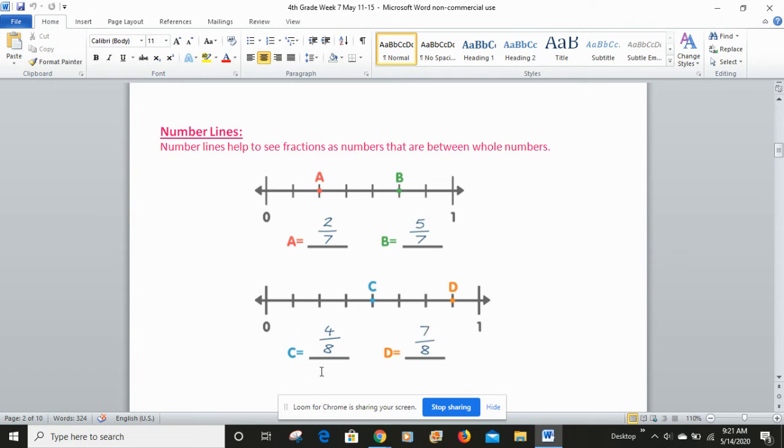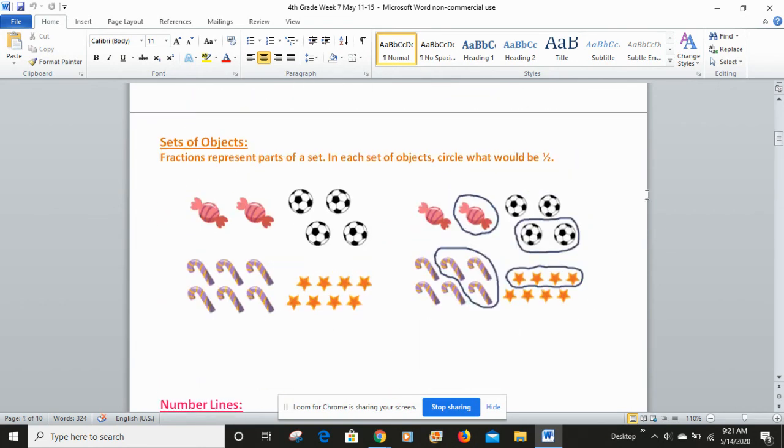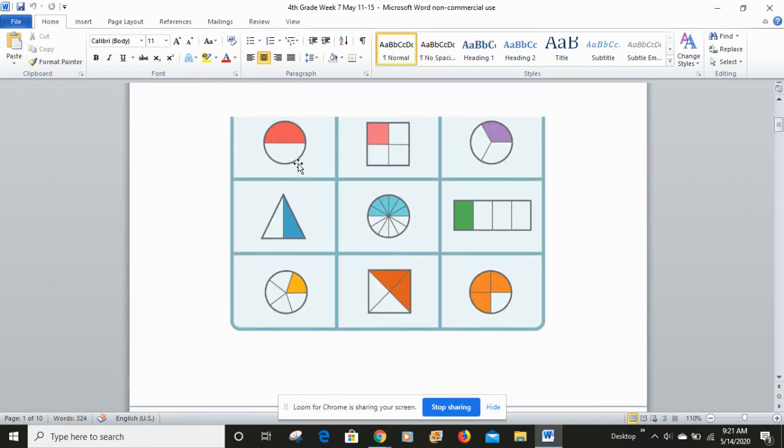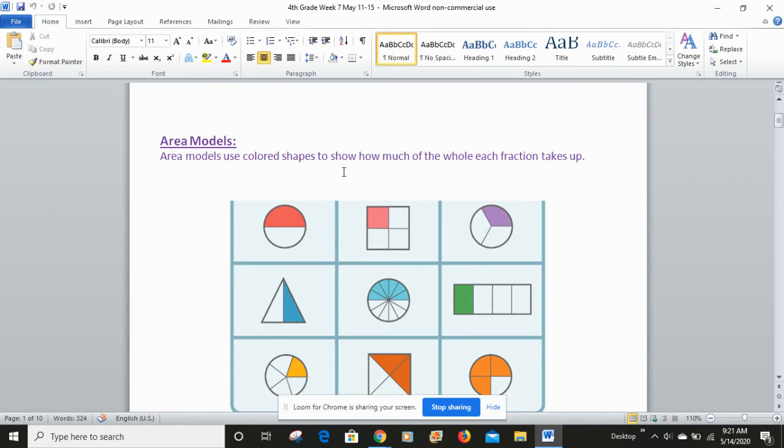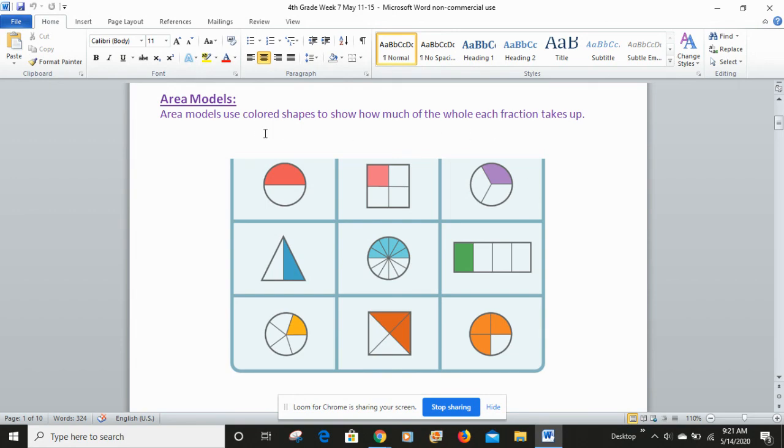Same thing on the bottom. The only thing different is the denominator has changed. And so now my number line between 0 and 1 has been divided up into 8 pieces. And if I want to know where C is, 1, 2, 3, 4. C would be at 4/8, and D would be at 1, 2, 3, 4, 5, 6, 7/8. So we can use number lines to help us show fractions. We can use sets of objects to help us show fractions, or we can use shapes, and this is called the area model, to show fractions.